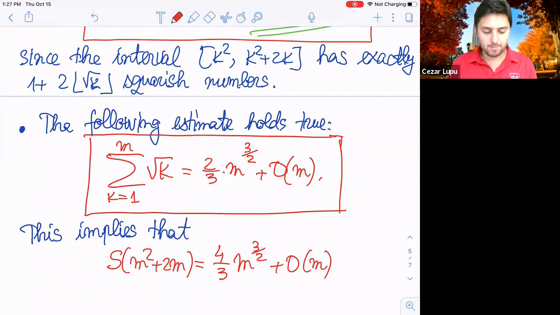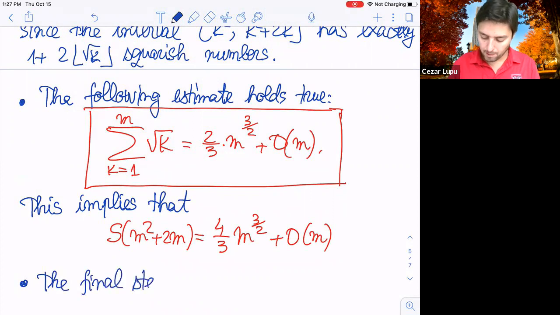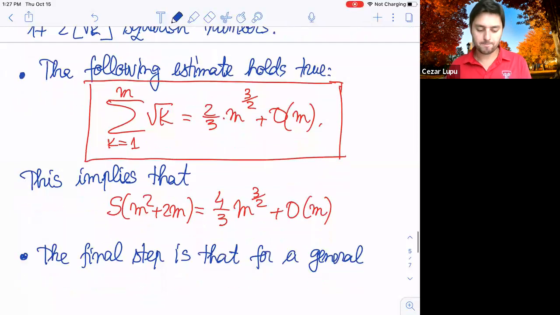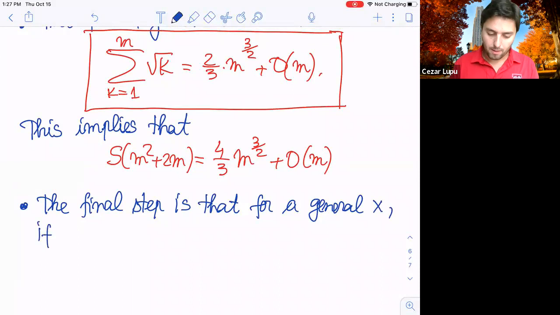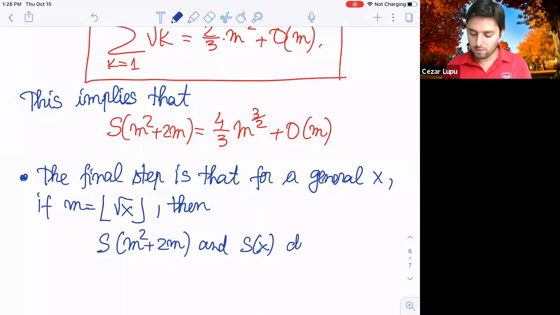And now the final step is to show that for a general x, if we take m to be the nearest integer of the square root of x, then these two quantities, S of m squared plus 2m and S of x, don't differ that much. They differ by an O of m.